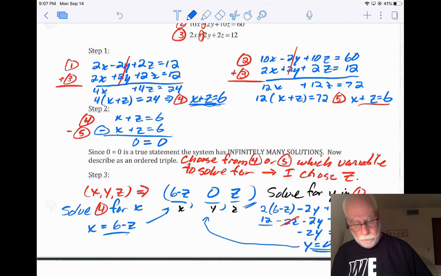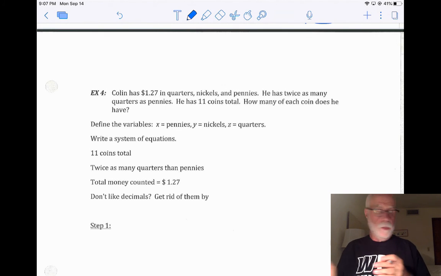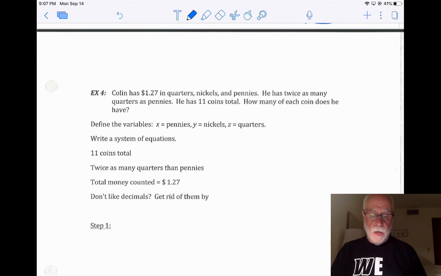Okay? And then finally, our last one's a word problem, because we're trying to give you more word problems, ladies and gentlemen, because word problems are more what real life is. So Colin has $1.27 in quarters, nickels, and pennies. He has twice as many quarters as pennies. He has 11 coins total. How many of each coin does he have? So we're going to define the variables. Again, I let x equal pennies, y equal nickels, and z equal quarters.